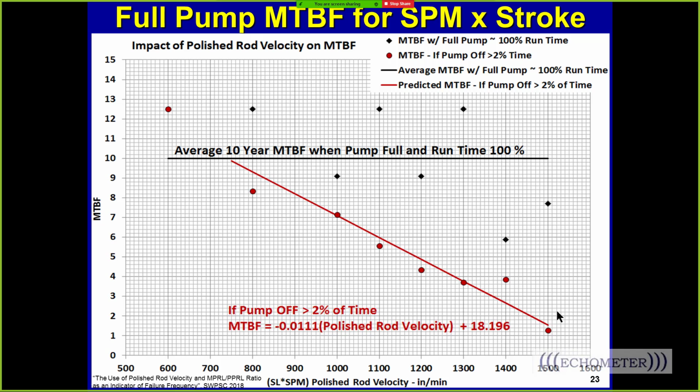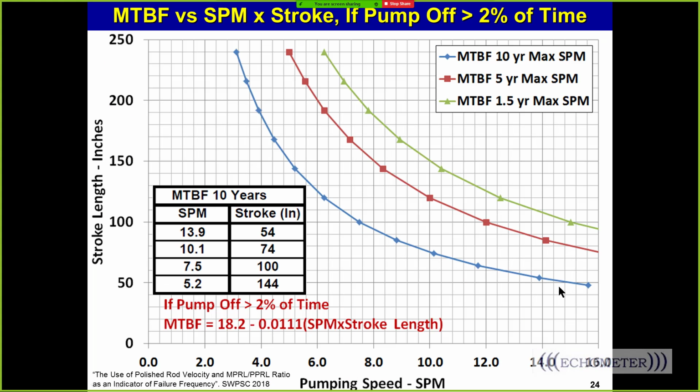All right, so what's the point? My point is this curve right here. When Norm was building his design system, and he was going fast and short, he was operating at 14 strokes per minute, but only a 54-inch stroke. And that is on this curve right here. And when I was doing my long and slow, I was doing a 144-inch stroke and only pumping 5 strokes a minute. And I was up in here.